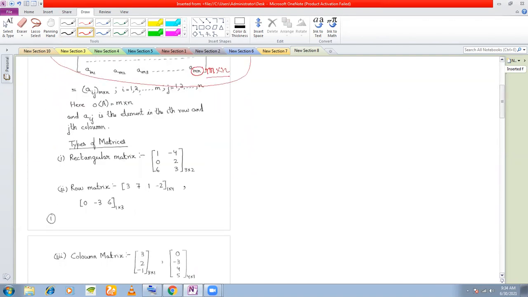We say that the order of this matrix A is m by n, where Aij is the element in the ith row and the jth column. So Aij means ith row, jth column.